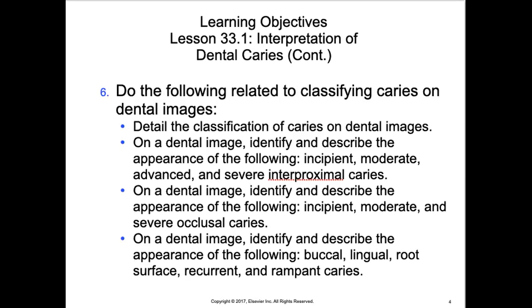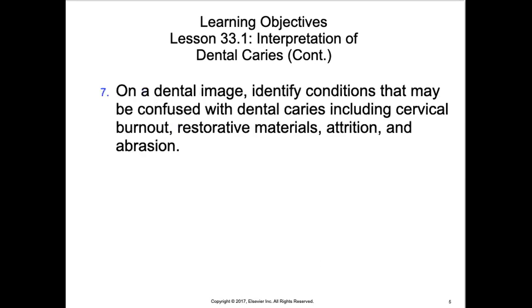We'll also be able to detail the classification of caries, identify and describe the appearance of incipient, moderate, advanced, and severe interproximal caries, identify and describe the appearance of incipient, moderate, and severe occlusal caries, as well as buccal, lingual, root surface, recurrent, and rampant caries. We will also identify conditions that may be confused with dental caries, so some things that look like dental caries but aren't, including cervical burnout, restorative materials, attrition, and abrasion.